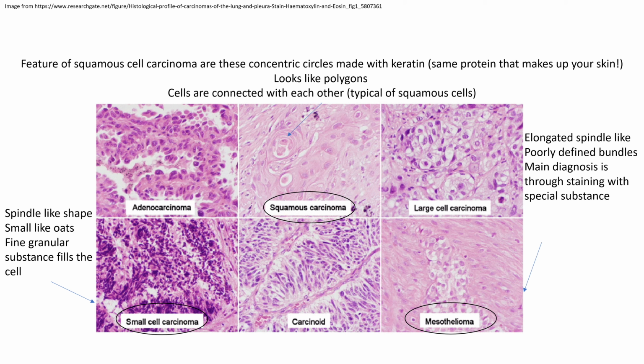Taking squamous cell carcinoma as an example, we can see that these cells are poorly arranged, with concentric circles made with keratin, which is the same protein that makes up our skin. These individual cells, as circled here, or here, look like polygons, and these are actually connected with each other, which is very typical of squamous cells, and is also very important when we're diagnosing squamous cell carcinoma.